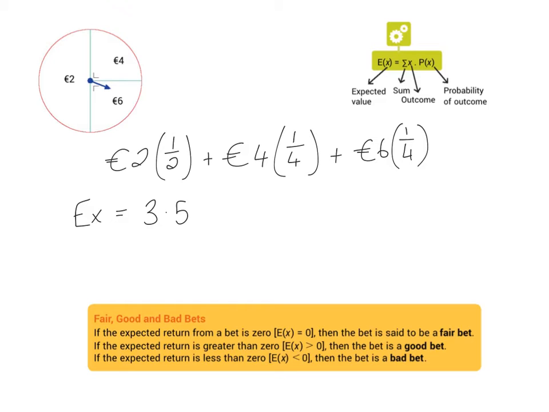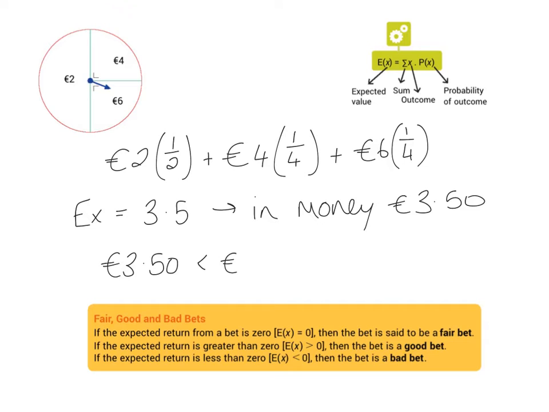Now, what does that mean? Well, in money terms, this means €3.50. When you bet this €5 that you have, your expected return is €3.50. Well, if you're only betting €5, that is less than €5, so you're basically making a loss of €1.50. And that's expected value.